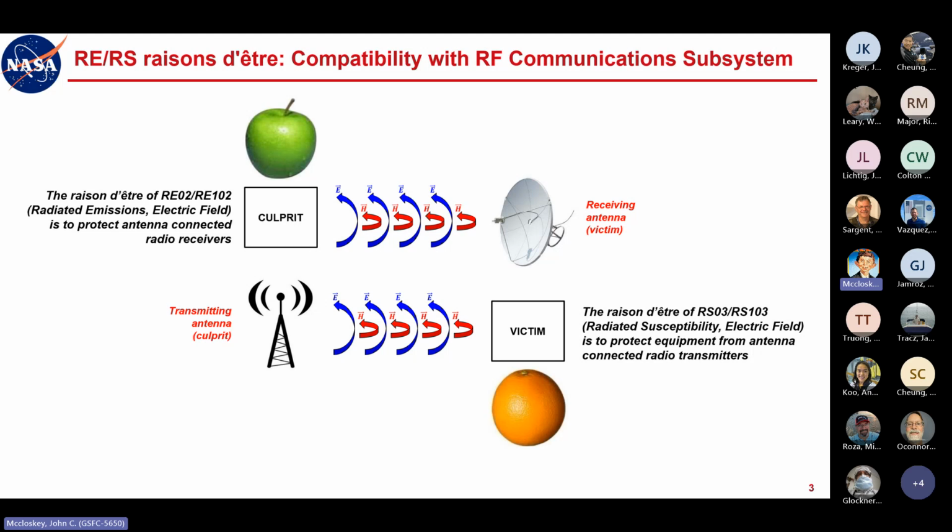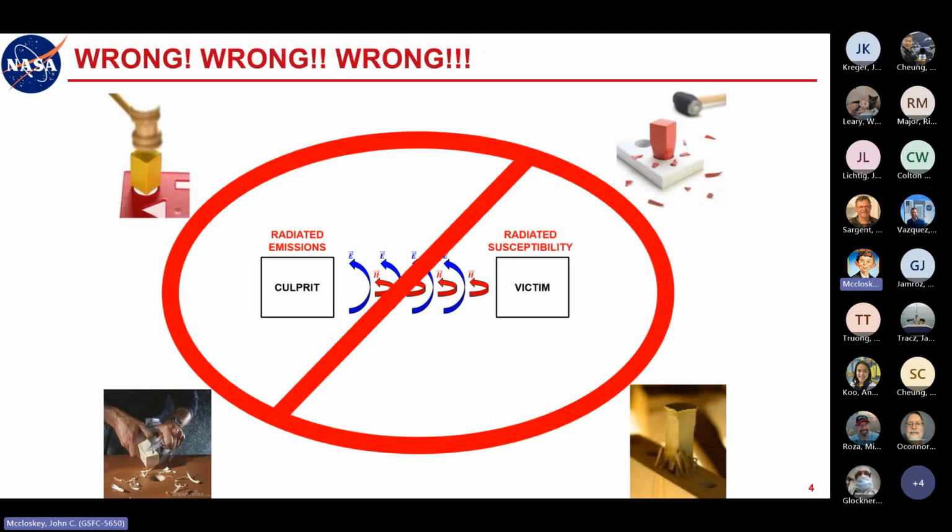Okay, but the entire point is that a properly defined radiated emissions limit, an RE102 limit for electric field, is all about protecting radio receivers. And RS103 is all about protecting you from antenna connected radio transmitters. Apples and oranges, they're serving very different purposes. So please don't do this with them. I hope I'm being clear here. Not a whole lot of ambiguity here.